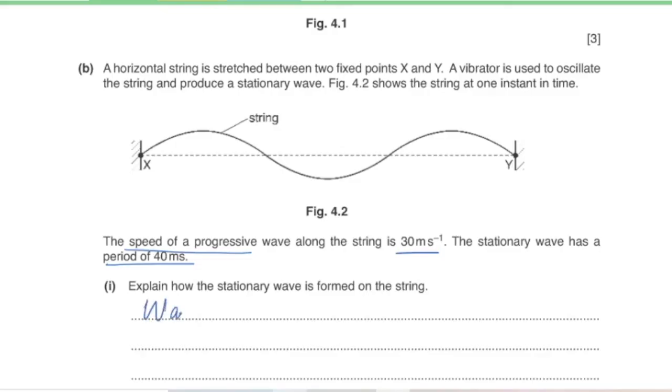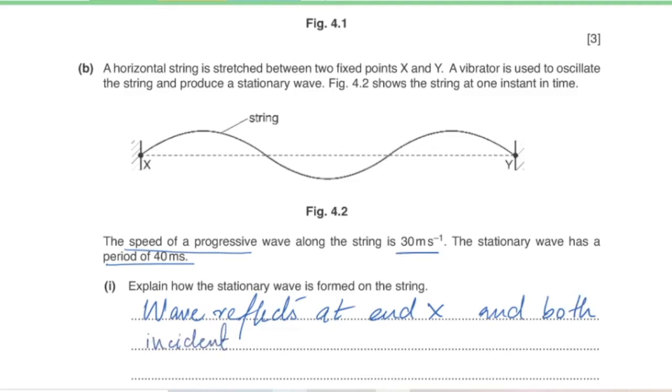So I can write that wave reflects at either end, like maybe X or Y, and both incident and reflected wave superpose, and that's how a stationary wave is formed.